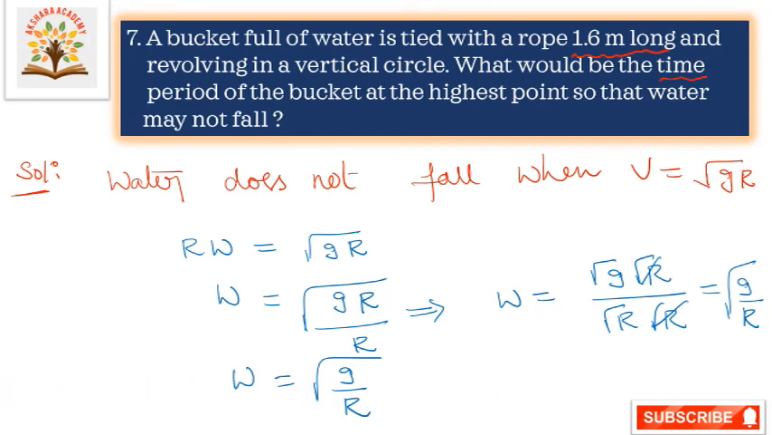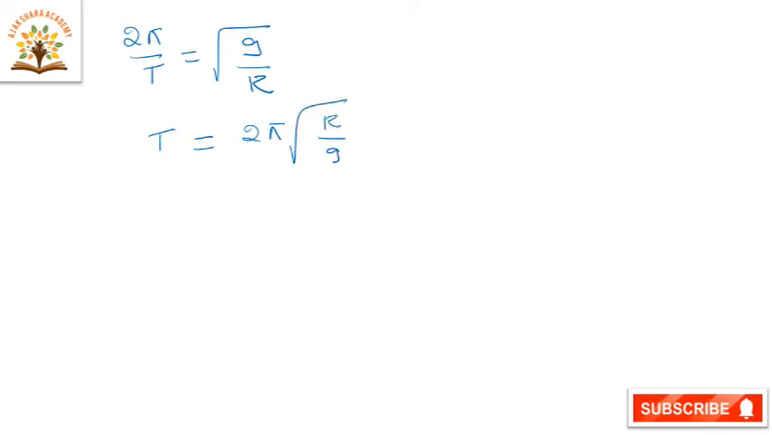Omega is equal to 2 pi by T. So 2 pi by T is equal to square root of G by R. So from this we are writing the formula for time period: T is equal to 2 pi root R by G. So now substituting values, 2 into pi, nothing but 3.14, and R is given as 1.6, G is 10.